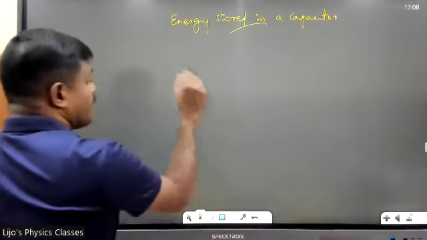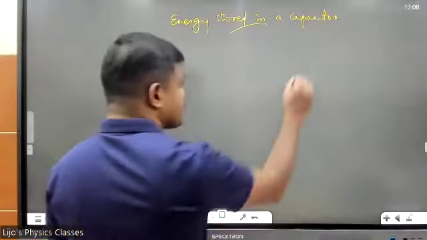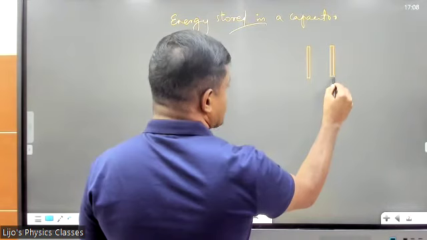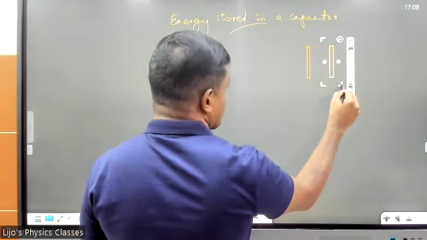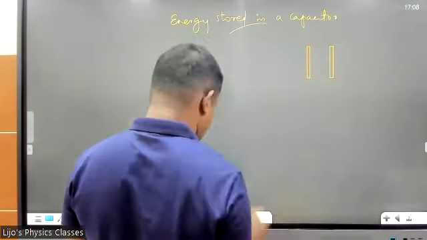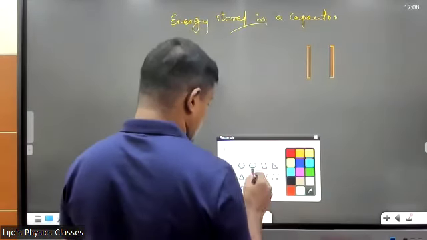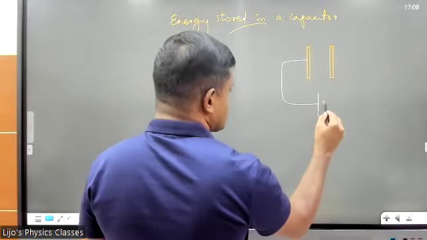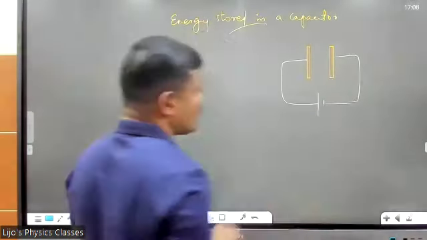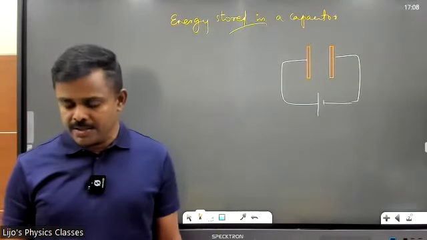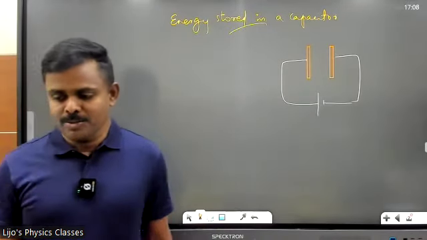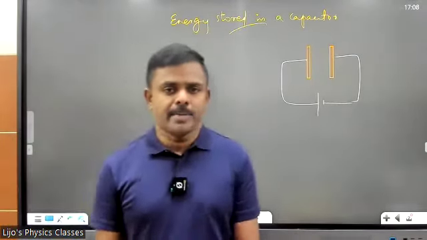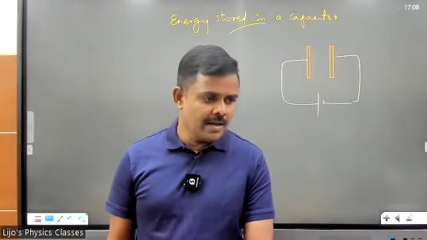When a capacitor is charged by a cell, energy is stored inside it. How is it done?